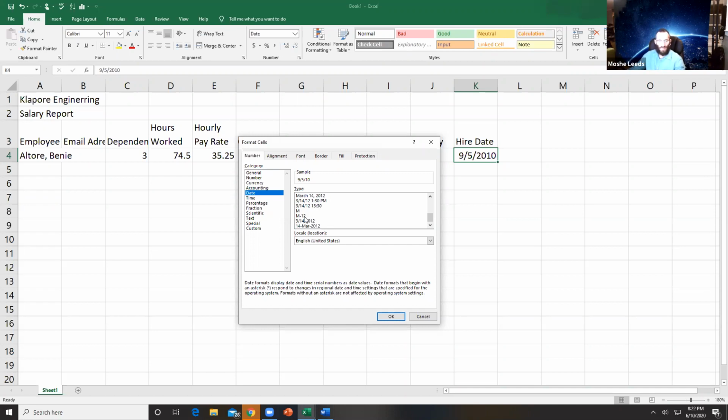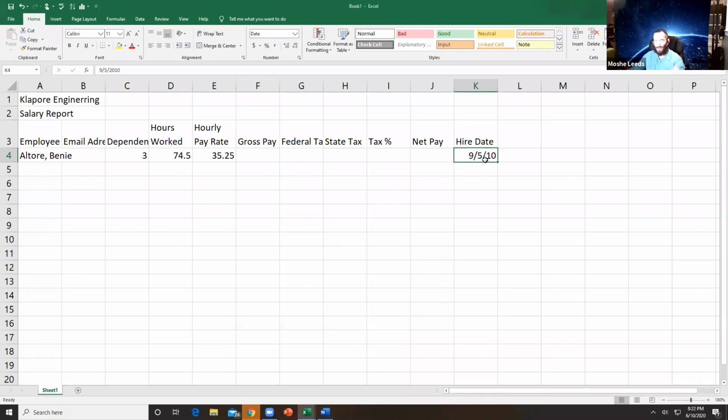So you could do the month. You could even include the time of day as well. But we're going to keep it simple. We're going to do the 2-digit year, and there you have it. Okay? So I'm now going to go back to row A5, and I'm going to continue these entries.